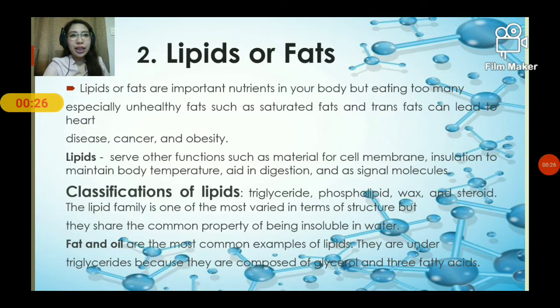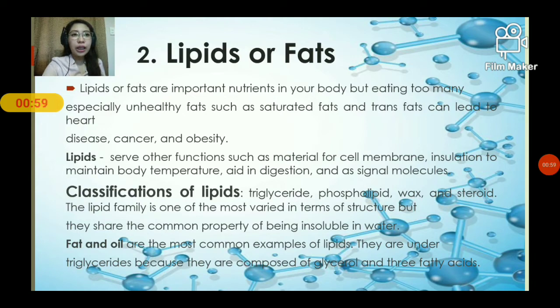Okay, so next is lipids or fats. So what are those lipids? Lipids or fats are important nutrients in your body, but eating too many, especially unhealthy fats such as saturated fats and trans fats, can lead to heart disease, cancer, and obesity. Lipids serve other functions such as material for cell membranes, insulation to maintain body temperature, aid in digestion, and as signal molecules.